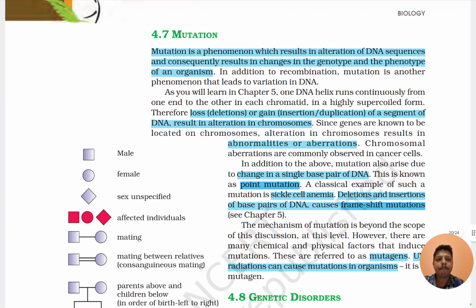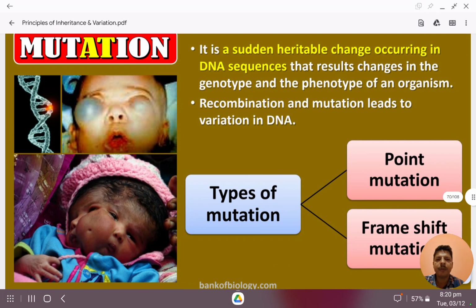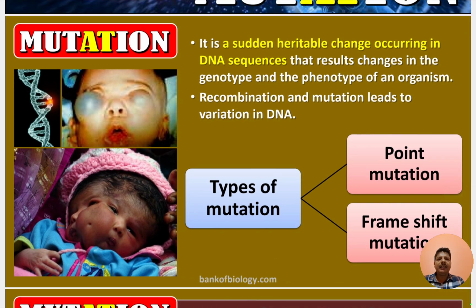Mutation is there. Let's go to the PDF. Mutation. It is a sudden heritable change occurring in the DNA sequence that results in changes in the genotype and the phenotype of the organism. Sudden changes occurring in the DNA sequence. Recombination and mutation lead to variation of DNA.